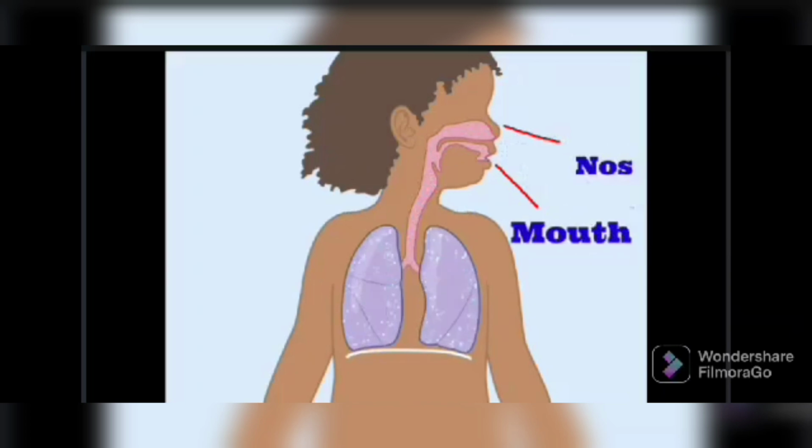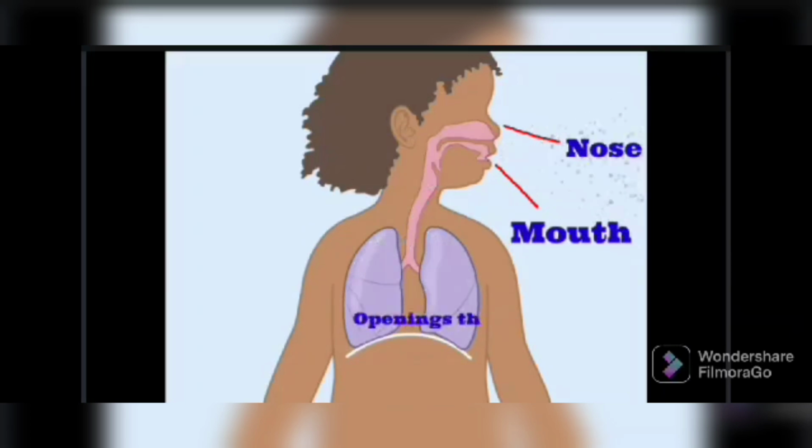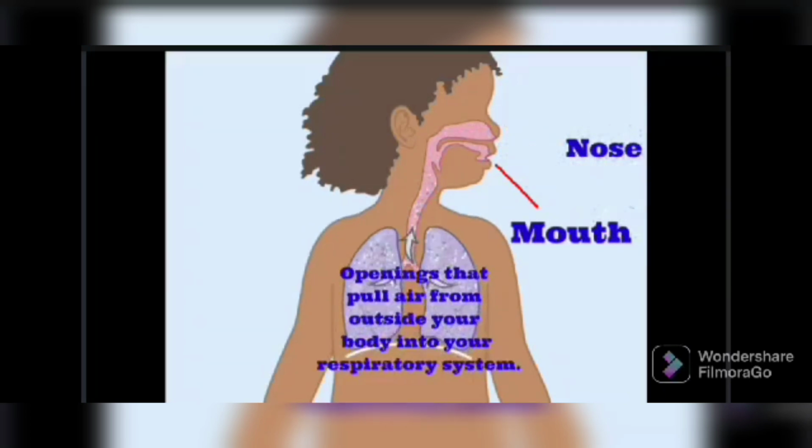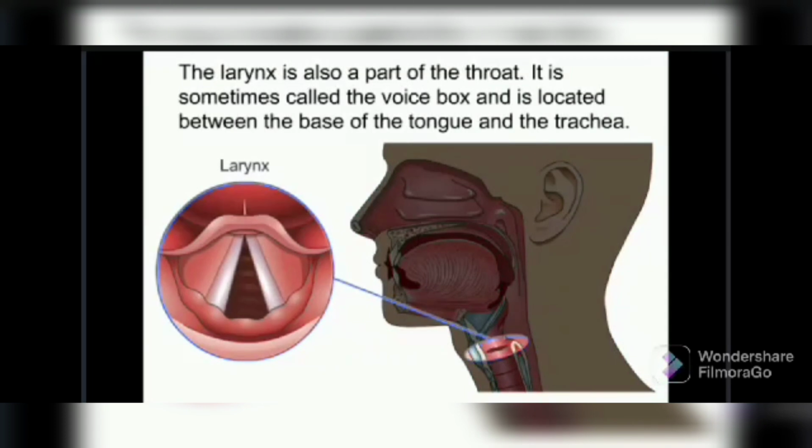First, we have the nose and the mouth. They are the openings that pull air from outside your body into your respiratory system. The larynx is also a part of the throat. It is sometimes called the voice box and is located between the base of the tongue and the trachea.